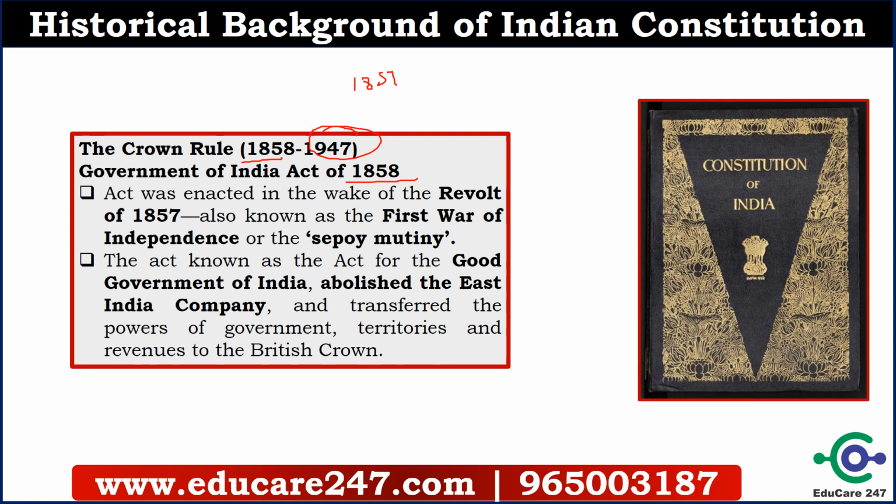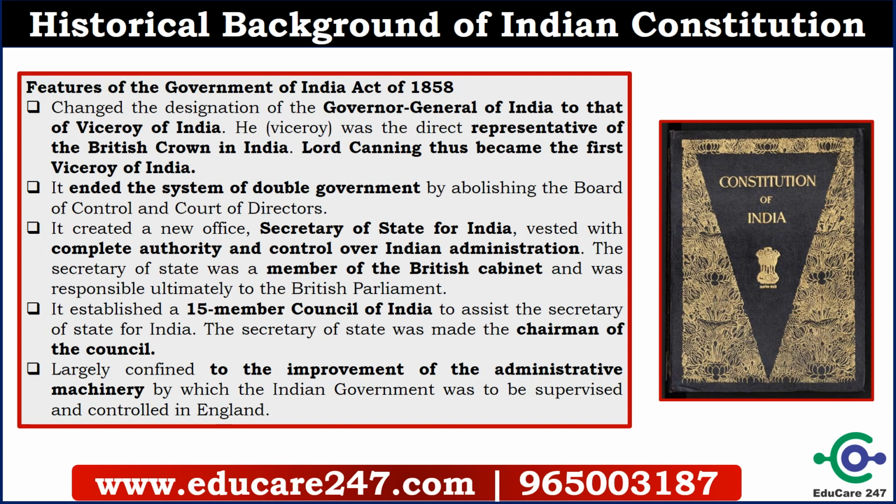This act is known as the Act for the Good Government of India, and it abolished the East India Company and transferred the power of government, territories and revenue to the British Crown. So from the East India Company to the British Crown, the power was transferred, the revenue also got transferred, everything was with the British Crown. Let us understand the features of the Government of India Act 1858.